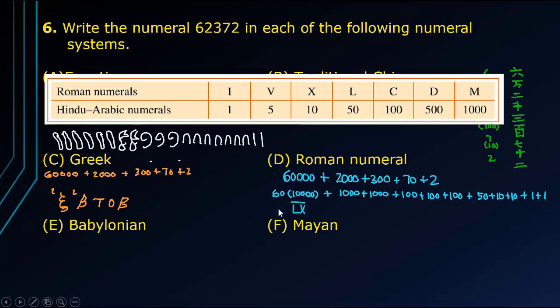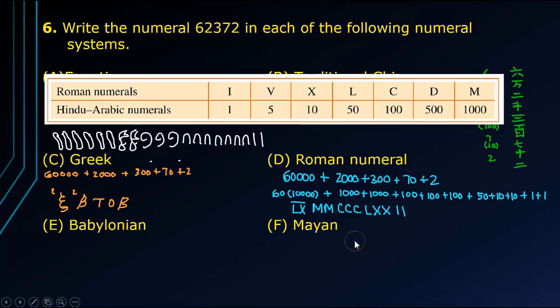So for 60,000, I'm going to write LX, which is L plus an X following it, 50 plus 10, which is 60, and a bar above it indicates 1,000. And so this is 60,000. The two 1,000s, I'm going to have two M's following that. The 300 following that is going to be three C's. 50, which is L, two more 10s, which is X and X, and then two I's to represent that number. So remember that the bar above the Roman numerals indicates that it's in thousands, and that you'll be okay with that.